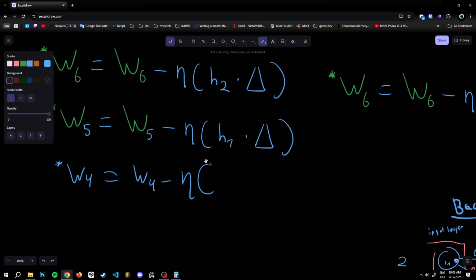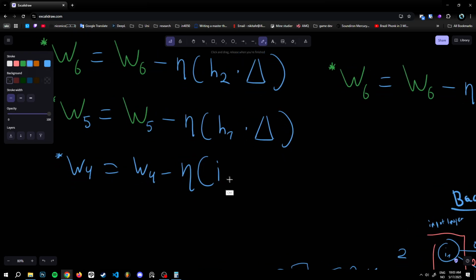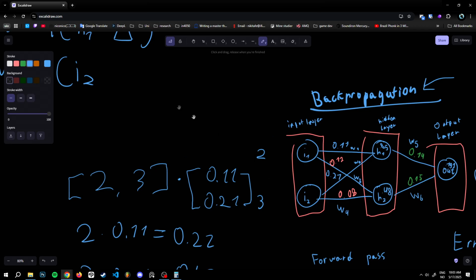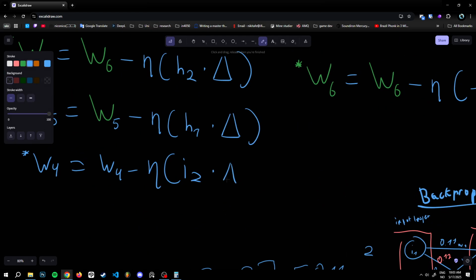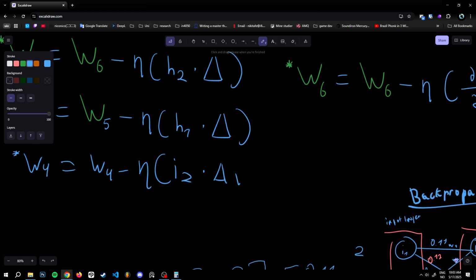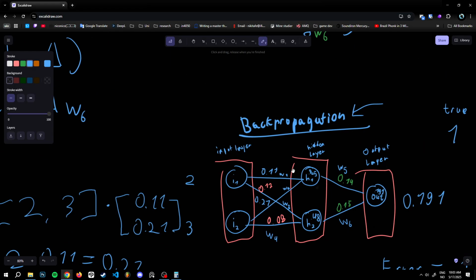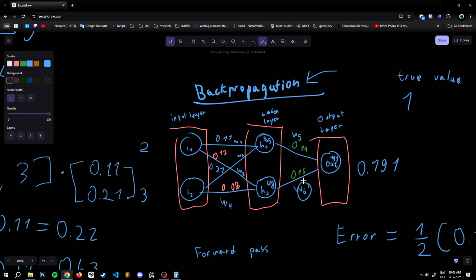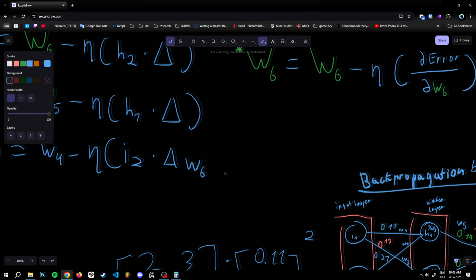This is very easily notated like this. Here's our input times the prediction, and also we need to add weight 6 because weight 6 got passed along with it in the prediction.